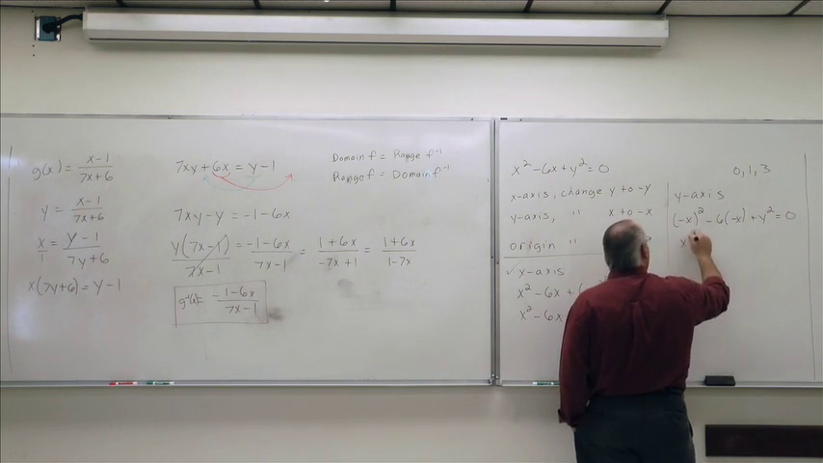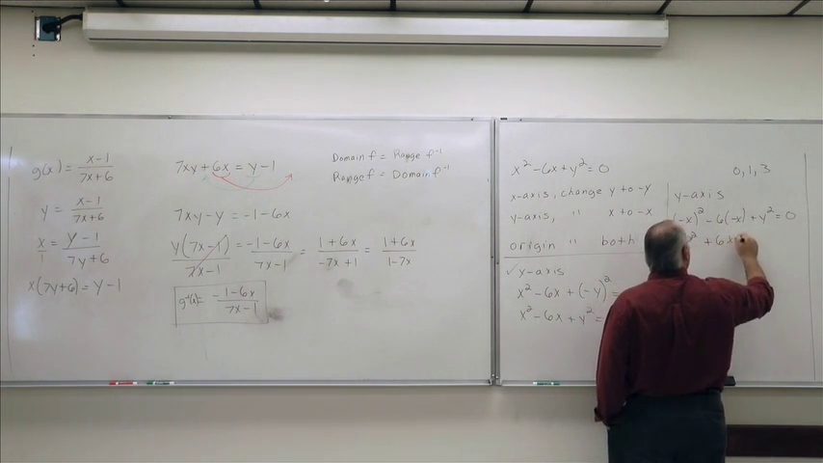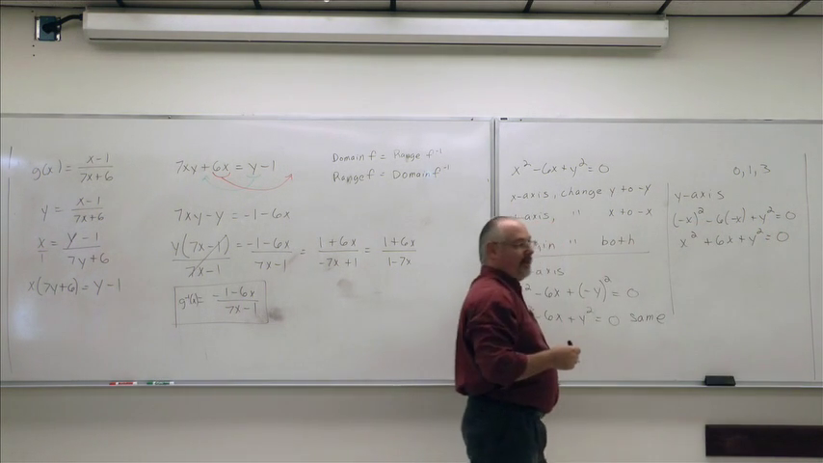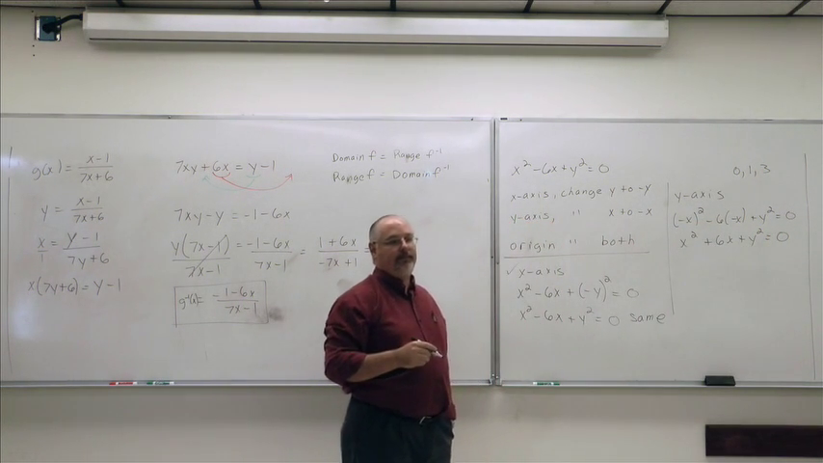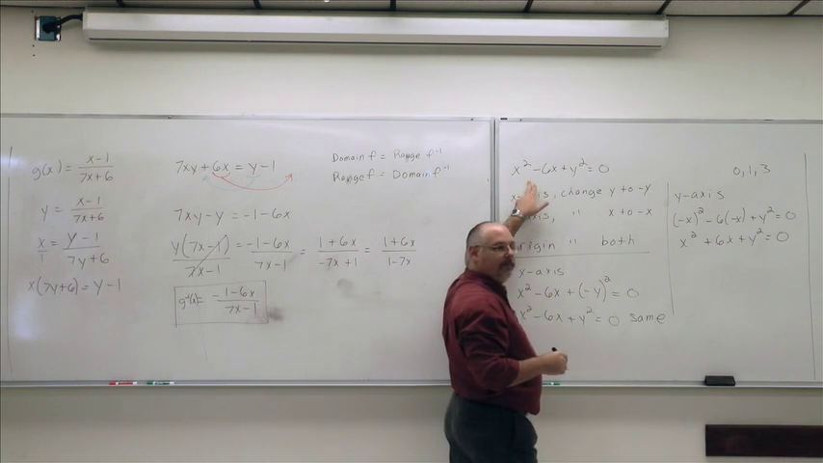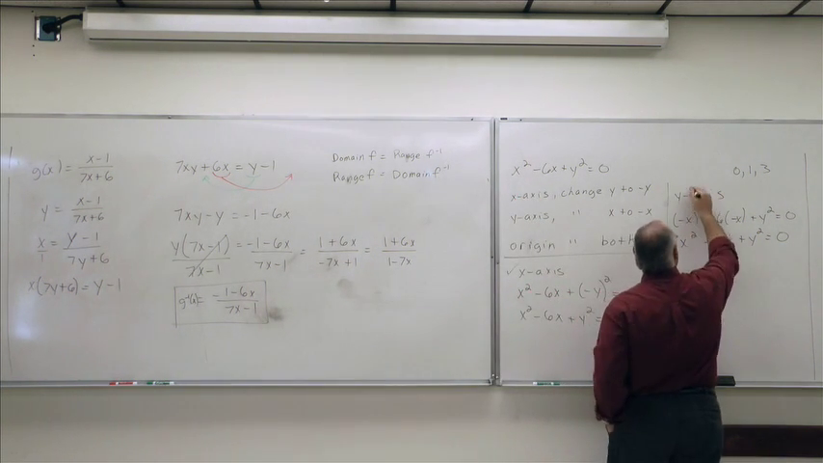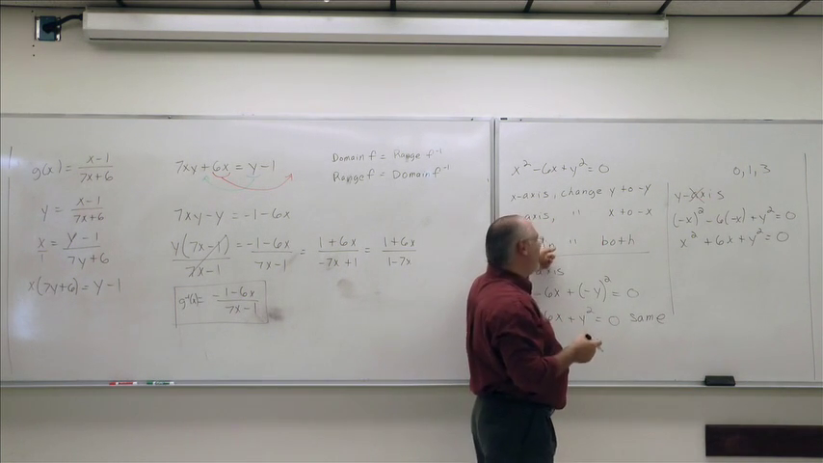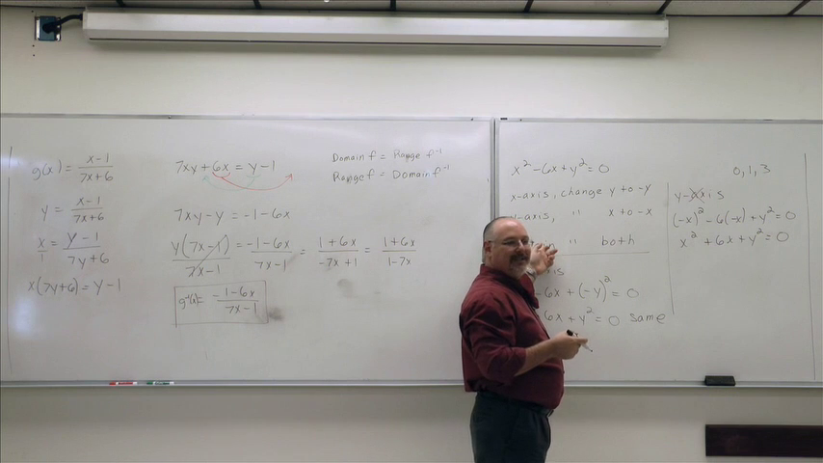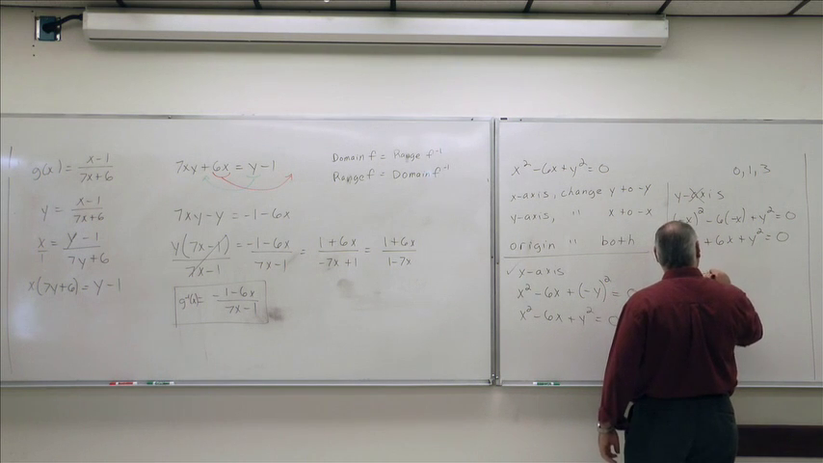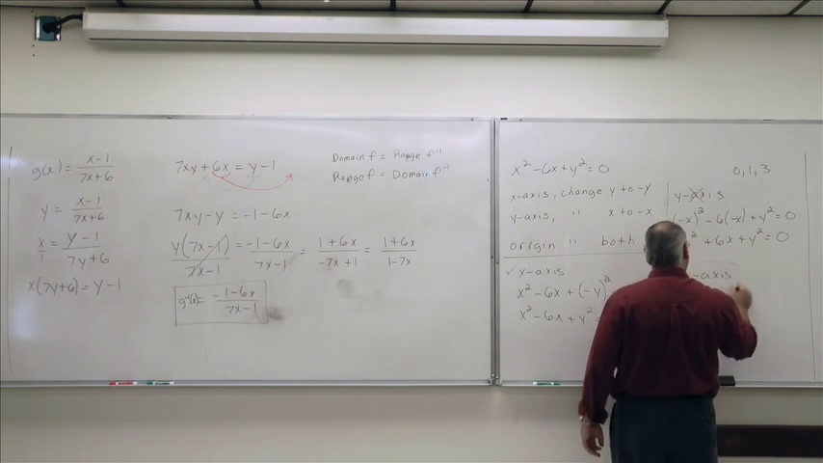So this turns out to be positive x squared plus 6x plus y squared equals 0, and that is not the same. Notice that it's not exactly the same. So this one does not work. Either way, I don't have to determine if there is origin symmetry. Okay, so the answer is only x-axis symmetry.